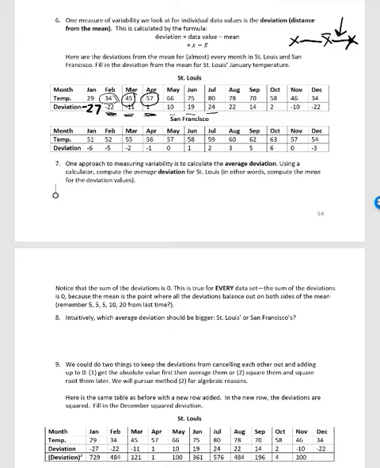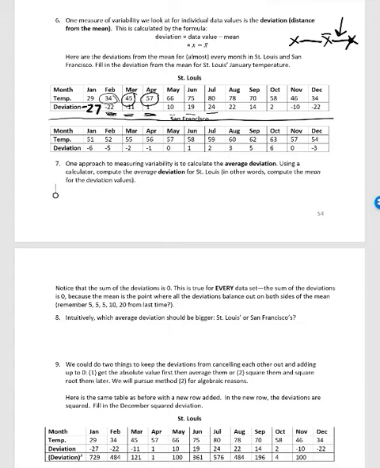So one approach we may take to measuring that variability is to calculate the average deviation, right? So if we have all these deviations saying how far away those points are from the mean, then why don't we just figure out how far away they are on average, right? Kind of makes sense. We want to know sort of on average how spread out it is. Find the average of the deviations.